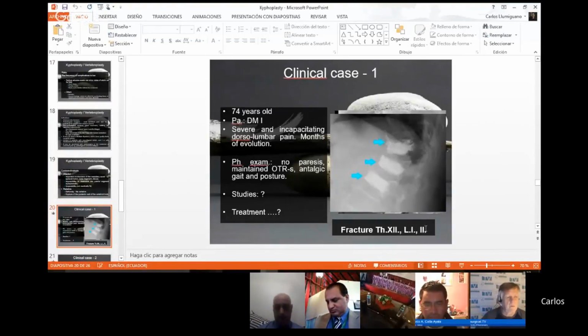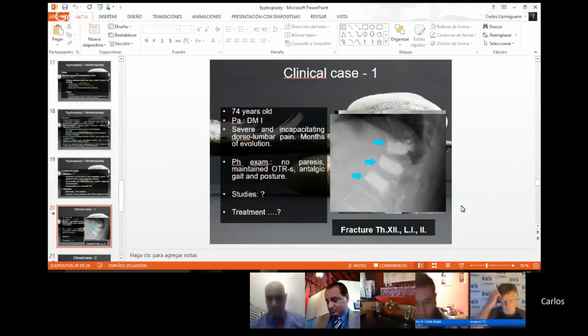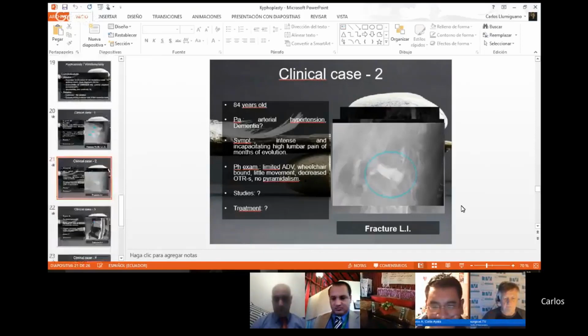Well, the diagnosis was a fracture of the 12th thoracic vertebra, lumbar 1 and lumbar 2 vertebral body fracture. We did a percutaneous kyphoplasty, and the patient after 3 days was discharged to home. In the second clinical case, an 84 years old patient, with pathological antecedents such as arterial hypertension, dementia, and the symptoms were intense and incapacitating high lumbar pain of months of evolution.